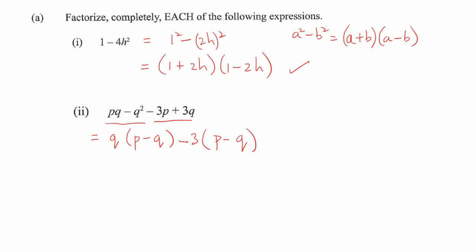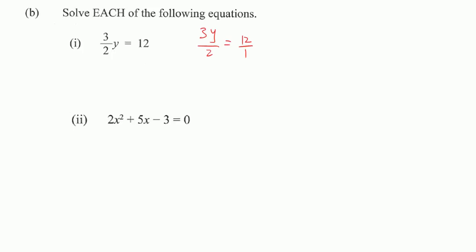Now when we are factorizing by grouping, what happens is that we have two brackets that are identical. So you have p minus q here and p minus q here. So the final answer will be (p minus q) in brackets multiplied by (q minus 3). For those of you who need to review factorization by the difference of two squares and grouping, you can go to my playlist and look at some examples.